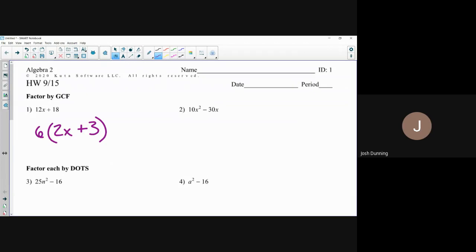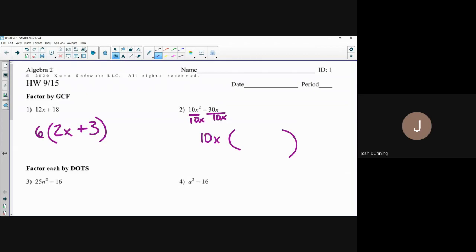Number 2, we can divide both the 10 and the 30 by 10, but this time there is an x in both. Go with the lowest power, so x to the first for your GCF. Now, like I've said, you don't have to show this each time. I didn't on number 1, but just to remind you what's going on here. You're dividing by that GCF.